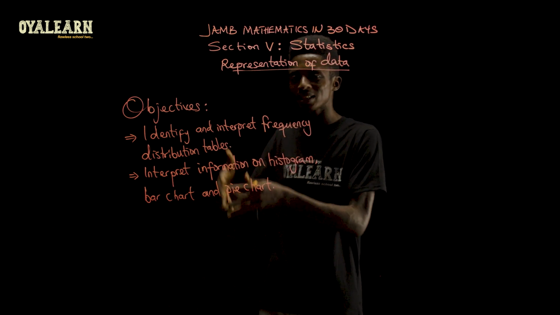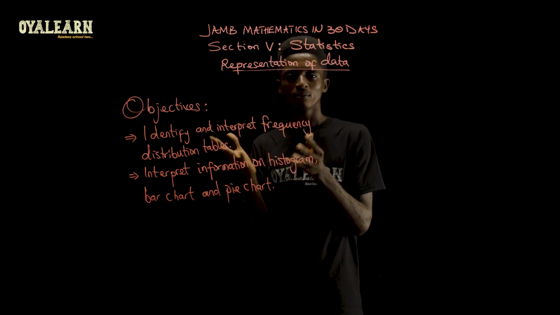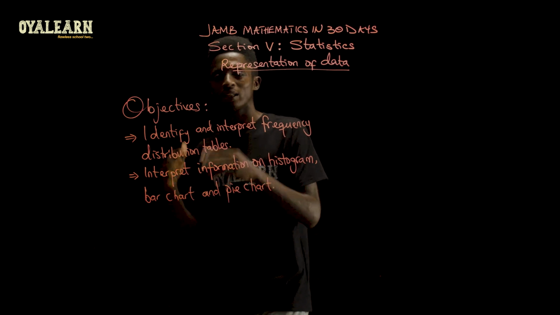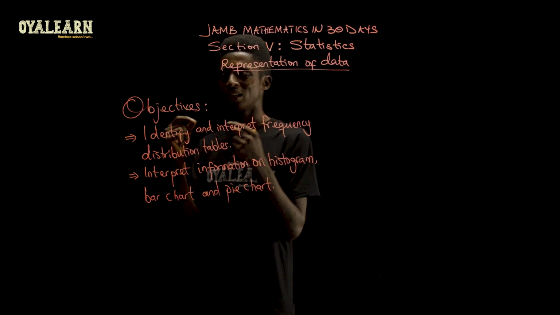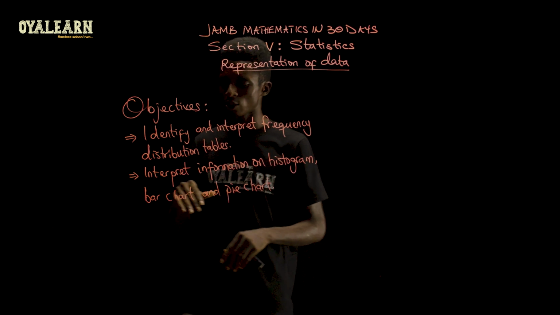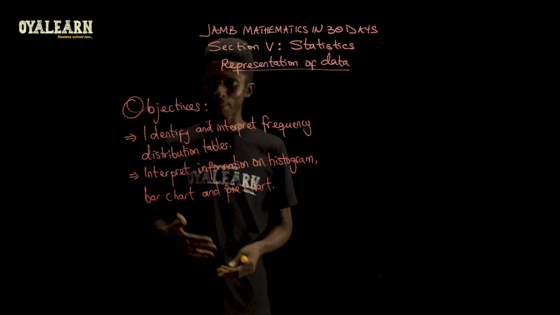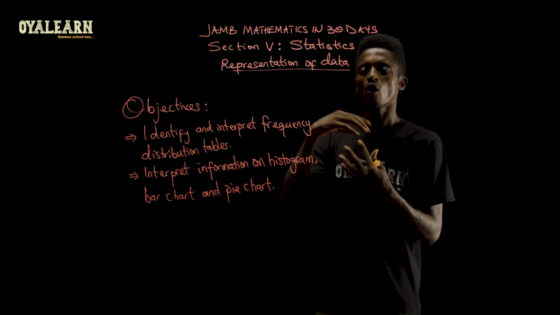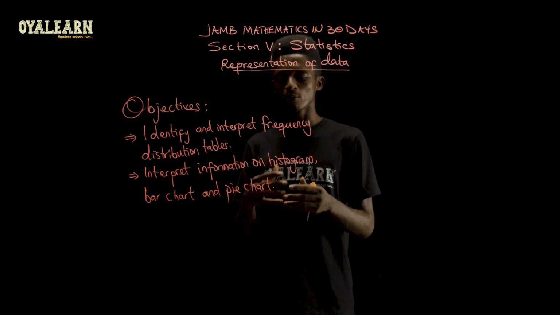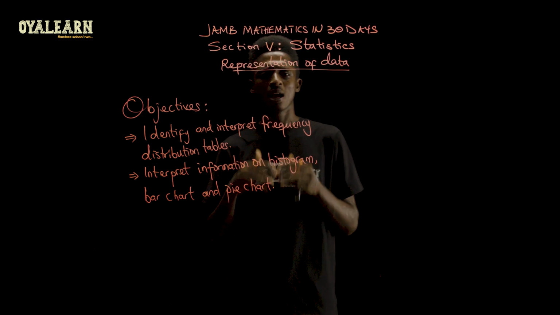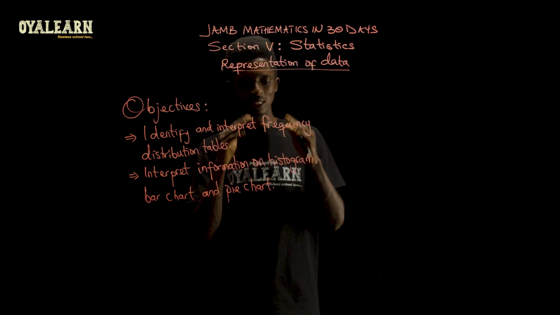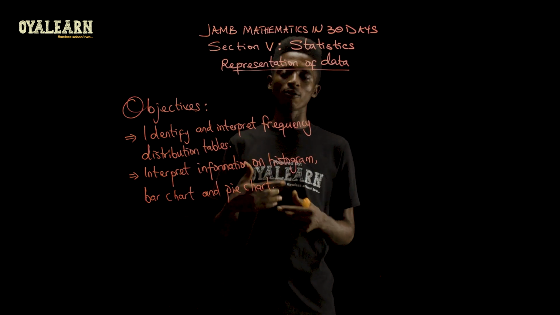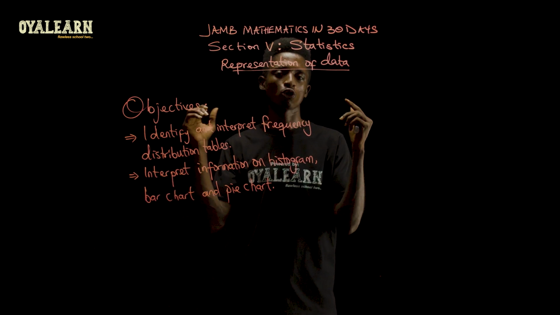So if you are asked the numbers of sample in that data and things like that, you should be able to answer those questions just by looking at the frequency distribution table. And not just that, you're also expected to be able to interpret information on histogram, bar chart, and pie chart. That is, if a particular set of data has been converted into pictorial form in forms of histograms, bar charts, or pie charts, by taking a look at those pictures, you should be able to interpret it into useful information depending on the kind of questions that you are asked.